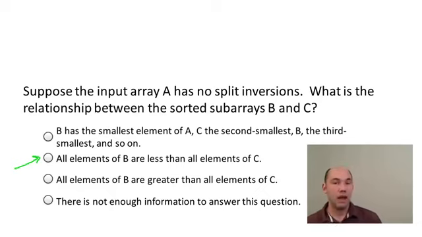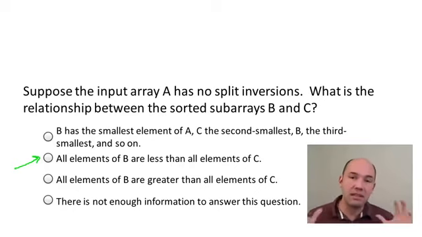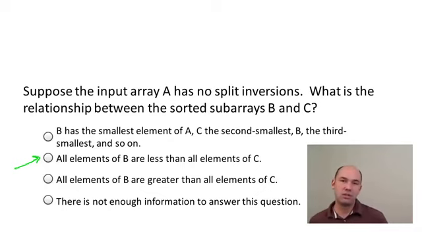Now, more to the point, think about the execution of the merge subroutine on an array with this property, on an input array A, where everything in the left half is less than everything in the right half. What is merge going to do? Right, so remember, it's always looking for whichever is smaller, the first element remaining in B or the first element remaining in C, and that's what it copies over. Well, if everything in B is less than everything in C, everything in B is going to get copied over into the output array D before C ever gets touched. Okay, so merge has an unusually trivial execution on input arrays with zero split inversions.